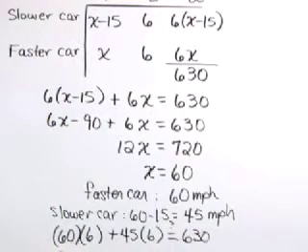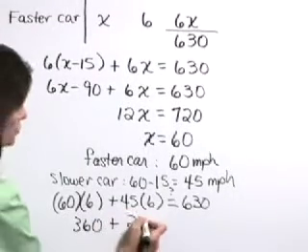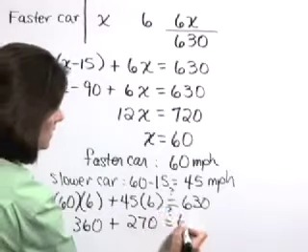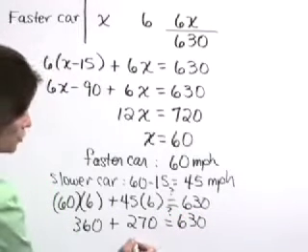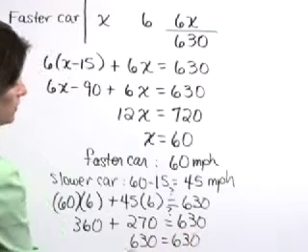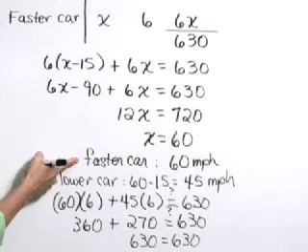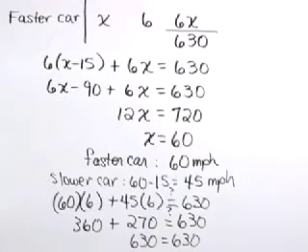Well, 60 times 6 is 360. 45 times 6 is 270. Is that equal to 630? It sure is. We get a true statement here as we check those solutions, so we feel very comfortable with this answer, that the faster car travels 60 miles per hour, the slower car 45 miles per hour.